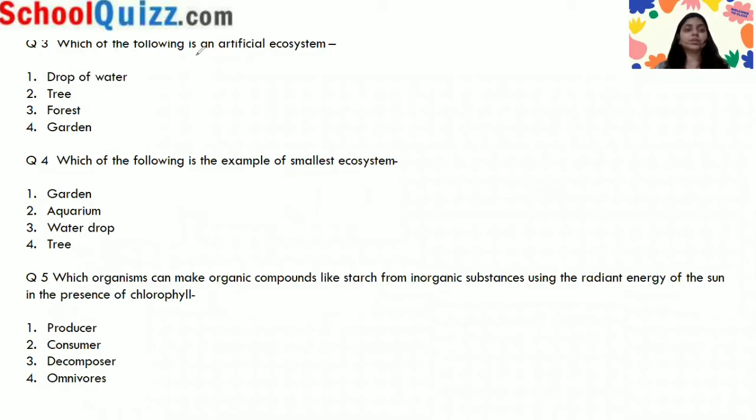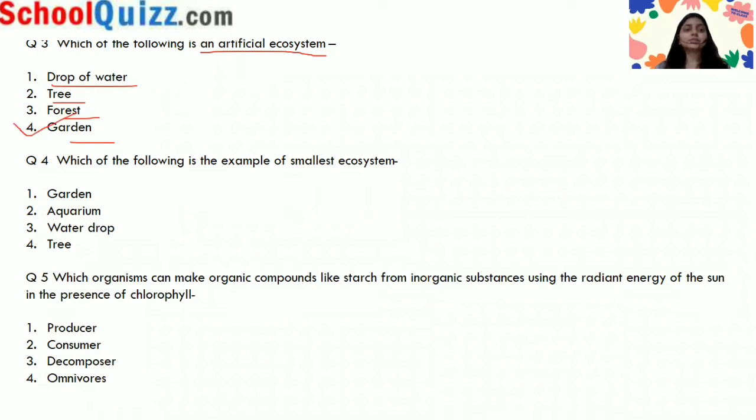Question number 3: which of the following is an artificial ecosystem? The options are a drop of water, tree, forest, garden. Just pause the video, think and mark the right one. I think you are correct, and the answer is garden.